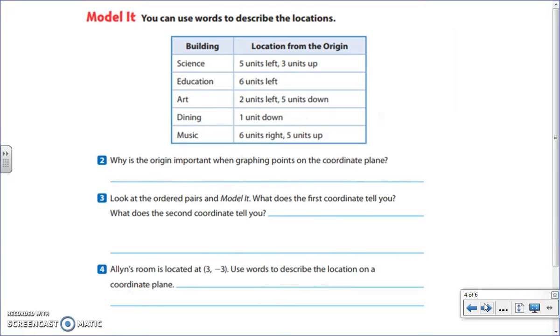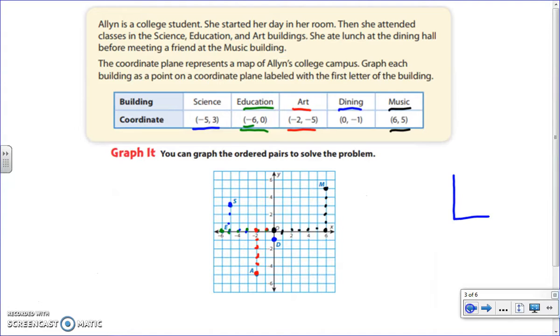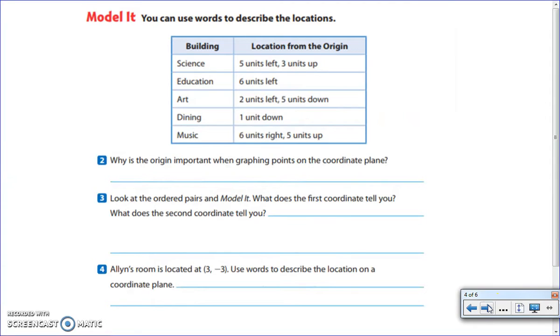It says, why is the origin important when graphing points on the coordinate plane? It's important because that's where we start at. A lot of times in the past, you may have just seen the first quadrant because we've only graphed positive numbers, and we always started in the corner. We do not start in the corner on our coordinate plane. We start in the origin on our coordinate plane. That's a misconception that I see quite a bit for my students as well. They want to start on the edge of the graph, and really we start in the origin in the middle, not on the edge. So when it says why is it important? Because that's where we start at.